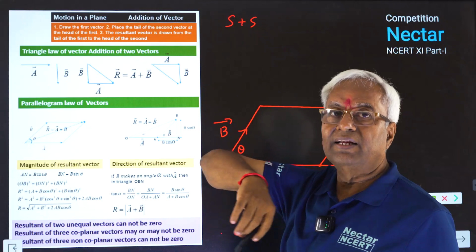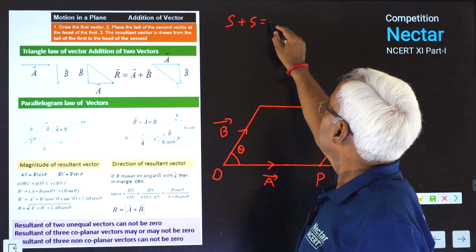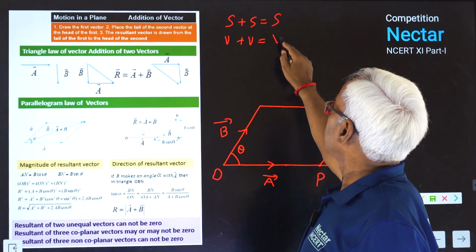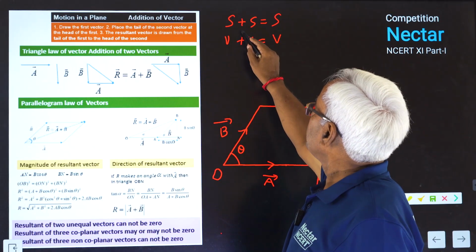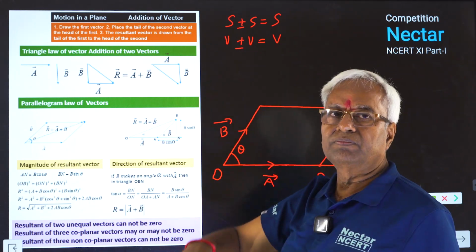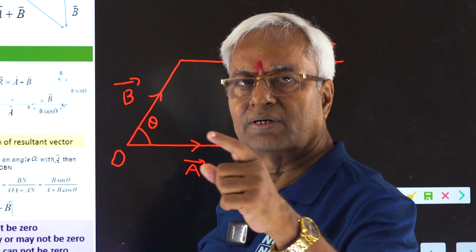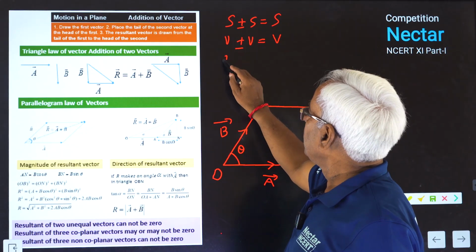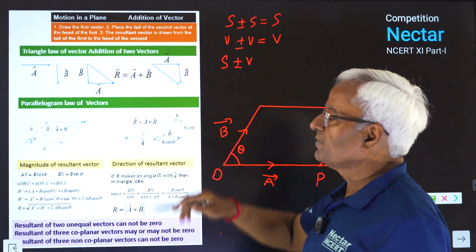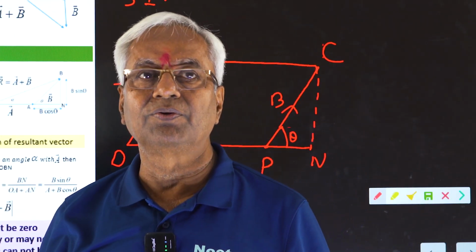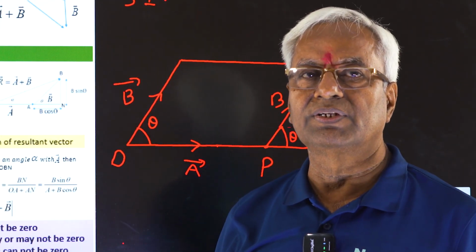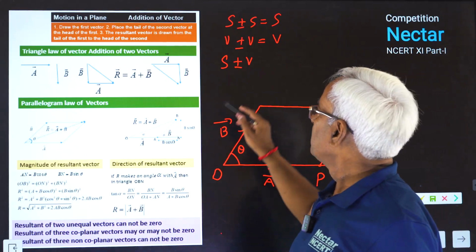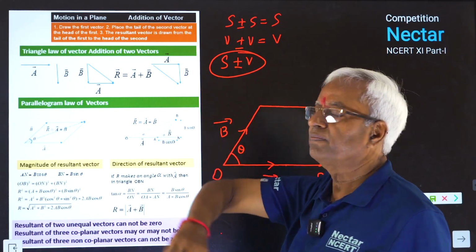Mind, scalar plus scalar gives a scalar. Vector plus vector will be a vector. If you take the difference, it is also the same. Means the sum or difference of two scalars is a scalar, and the sum or difference of two vectors is a vector. But the sum or difference of a scalar and a vector is not meaningful. It is irrelevant, meaningless, and not allowed. So never think of this thing.